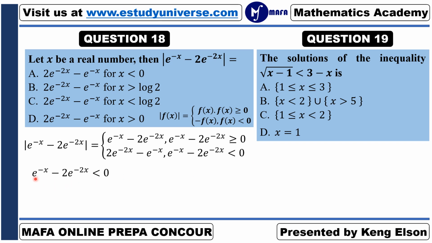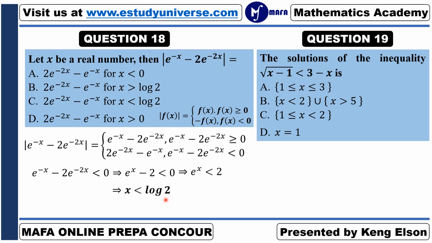So if you multiply all through by e to the power 2x, we are going to arrive at e to the x minus 2 to be less than 0. Because you multiply this by e to the 2x, it will give you e to the x. Multiply this by e to the 2x, it will give you negative 2. Multiply 0 by e to the 2x, it will give you 0. And since e to the 2x is positive, then the inequality sign remains less than. From here, we have e to the x less than 2. You take ln on both sides, you're going to get x less than ln 2.